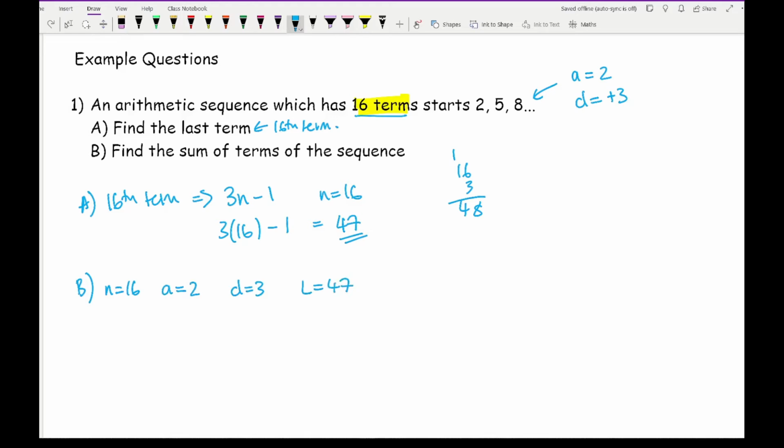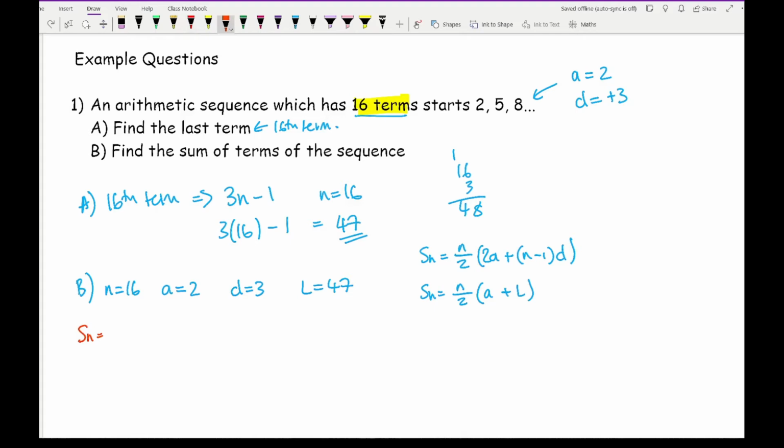Now, as I've already mentioned, there are two formulas we can use. We can either use this formula when we know what a and d are, or we can use this formula when I don't know what d is, but I do know the first and last term. In this particular question, I've got the luxury because I know a, d and l. So let's show you how we can get the same answer by using either formula.